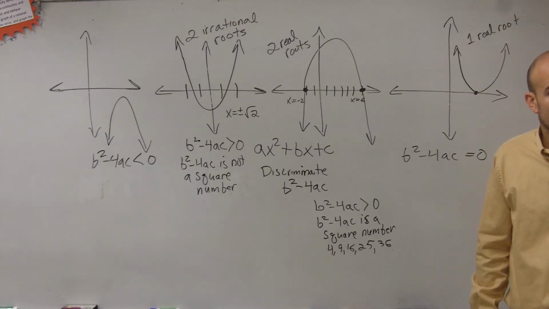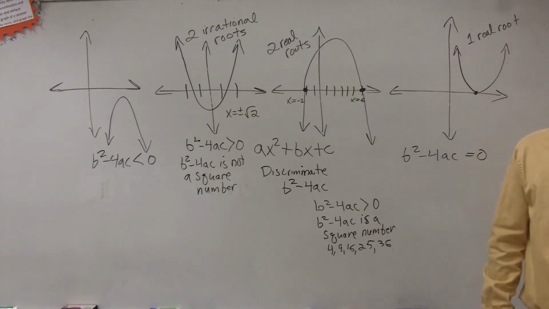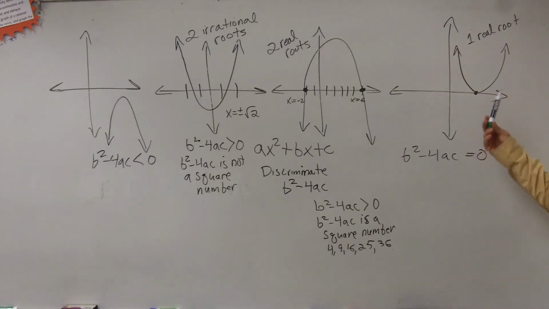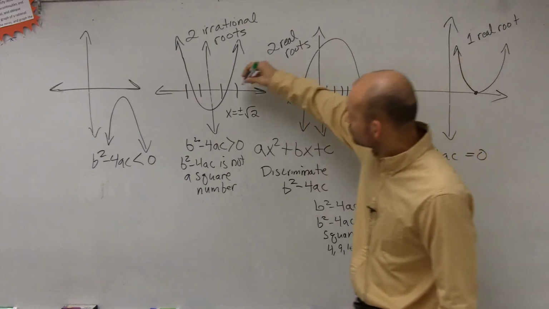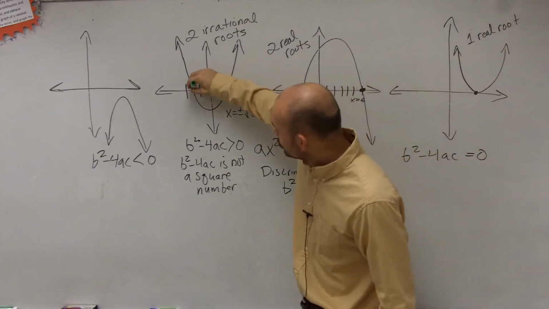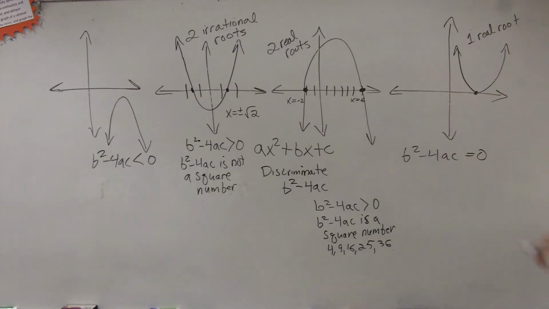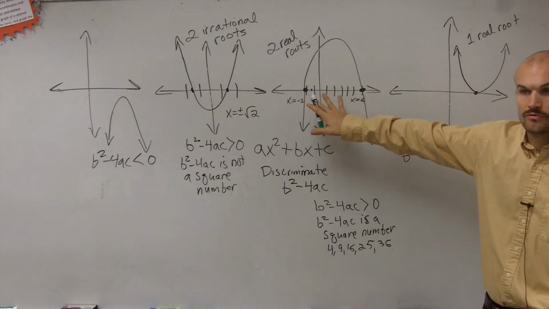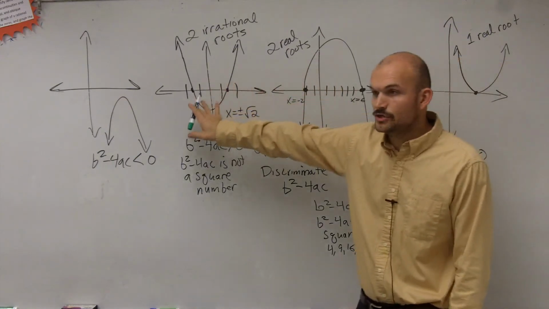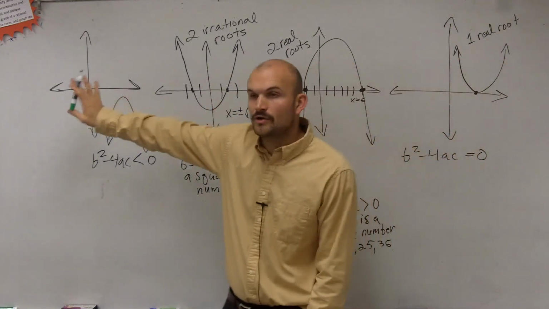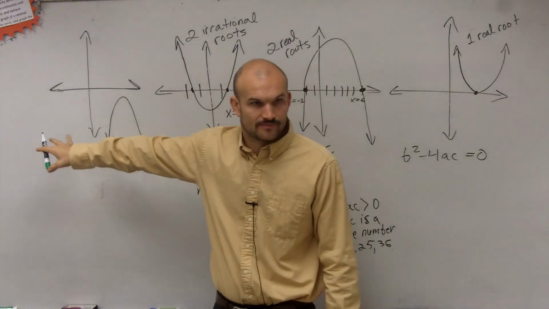Okay? So let's recap on what we've gone over. We talked about the roots of a parabola. There's 4 different ways you can have it. You can have 1 real root. You can have 2 rational roots. You can have 2 irrational roots. Or you could have complex roots.